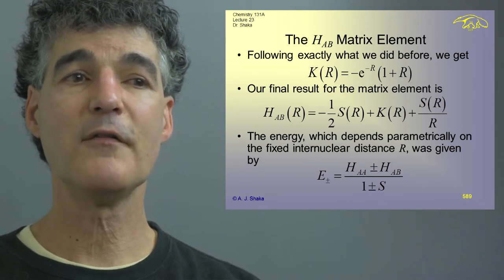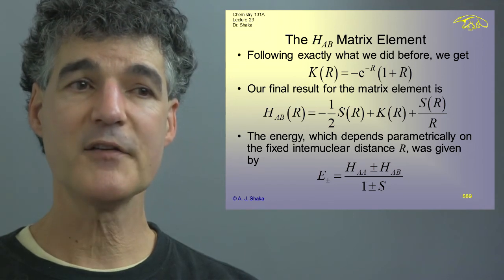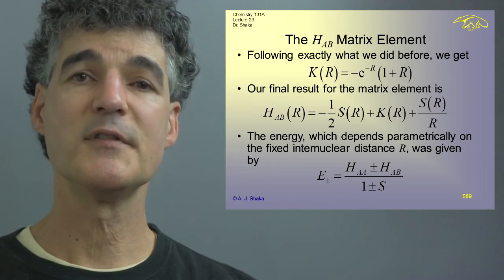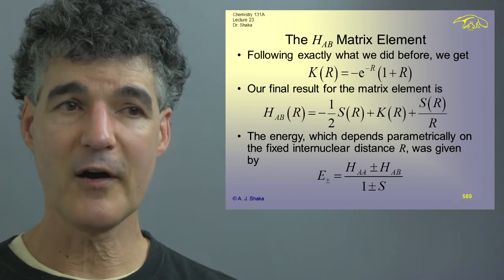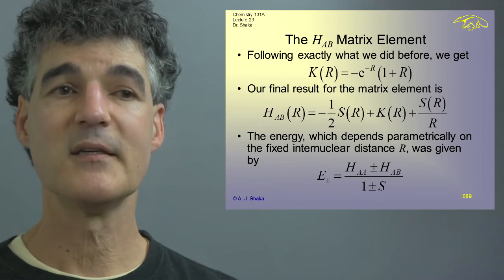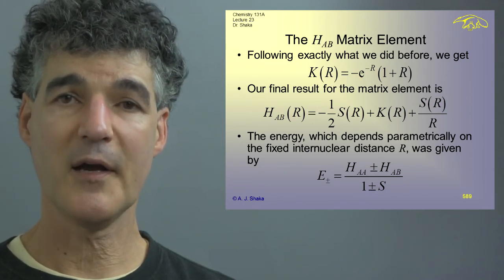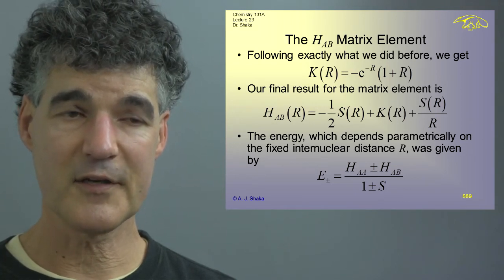Now our final result for the matrix element, HAB, is minus 1/2 times S of r, the overlap integral, plus K of r, the exchange integral, plus S of r divided by r, the overlap integral divided by the internuclear distance.